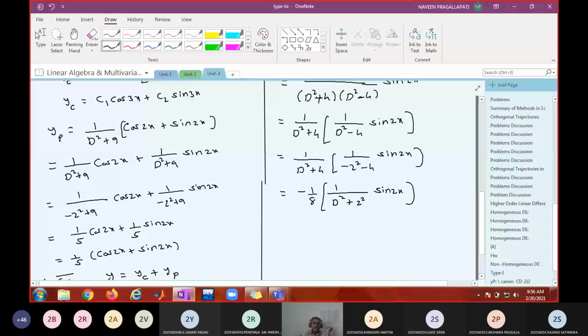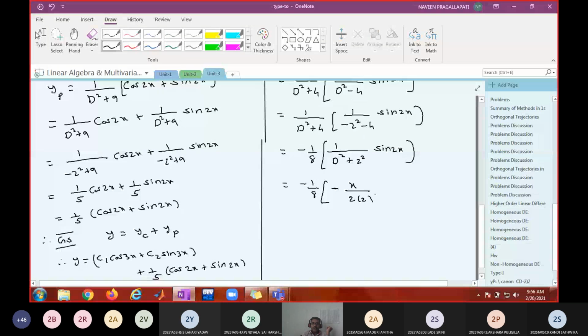Now it is in the form type 4, 1 by d square plus a square sine ax. So what is the answer to this? Sine means you have to put minus. So minus x by 2a, 2 into 2 cos 2x. So what is the final answer? Minus into minus plus x by 8 4s are 32 cos 2x.